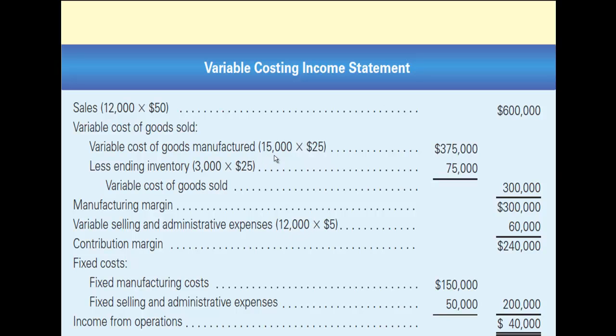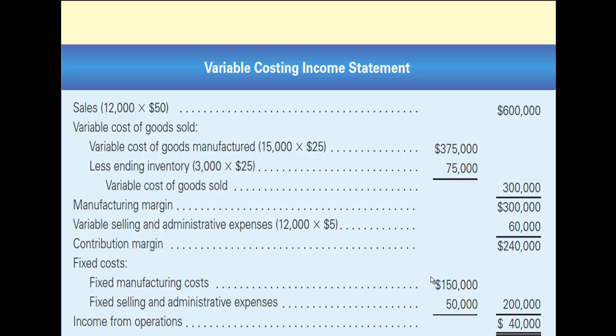Okay, don't get that confused with the 15,000. That's the amount that we produced, and this is the amount that we sold. So we build up our inventory by 3,000 units, right? So anyways, 12,000 times 5 gives us $60,000 there. So our sales minus all of these variable costs is going to leave us with a contribution margin of 240,000 bucks.